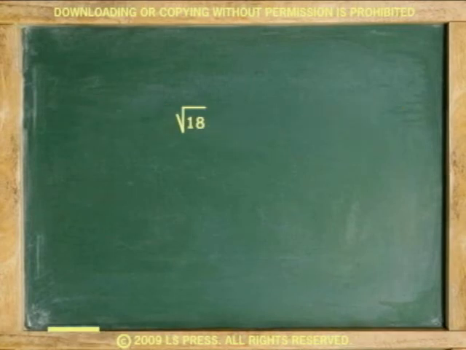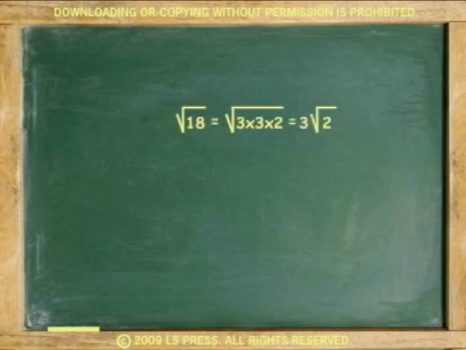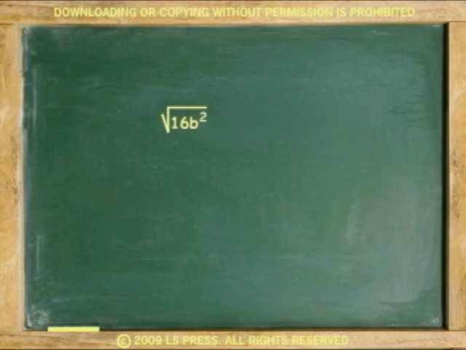For example, to simplify the square root of 18, we use prime factorization. Because 3 times 3 is 9, the 9 gets simplified as the square root of 9 equals 3. Answer: 3 radical 2. But the 2 cannot be simplified and stays as a radicand. This is what radical simplification is.